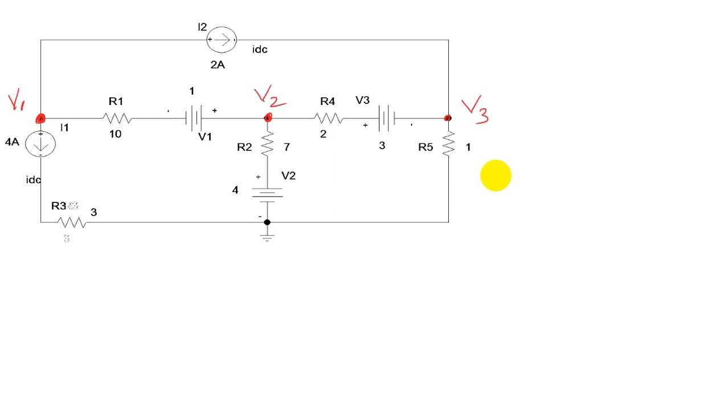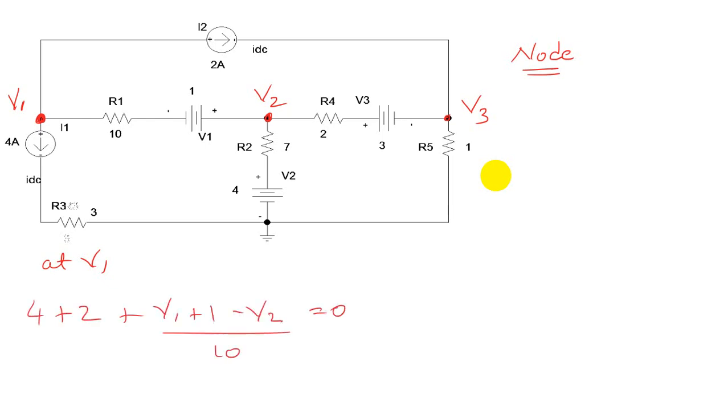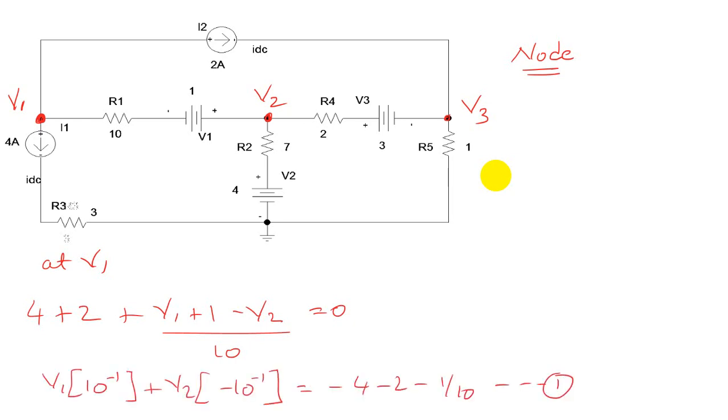Let us apply node voltage analysis at V1. At V1 we can see we have two currents, 4 and 2. It is very easy, and you only have to write the current which is going towards V2. So we write the equation: plus 4 plus 2 plus (V1 plus 1 minus V2) divided by 10 is equal to 0. When we simplify, this is your equation 1.